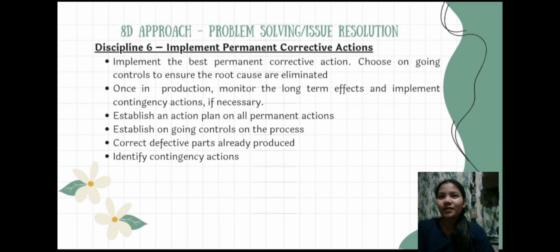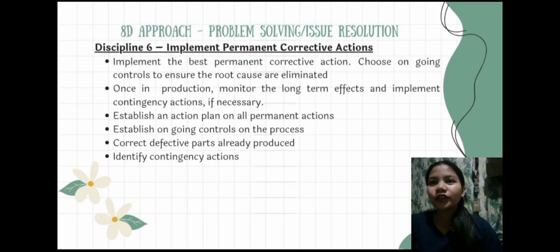Discipline 6. Implement corrective action. Implement the best permanent corrective action and choose ongoing controls to ensure the root cause is eliminated. Long-term monitoring: monitor the long-term effects once in production and implement contingency actions if necessary. Action plan: establish an action plan for all permanent actions.